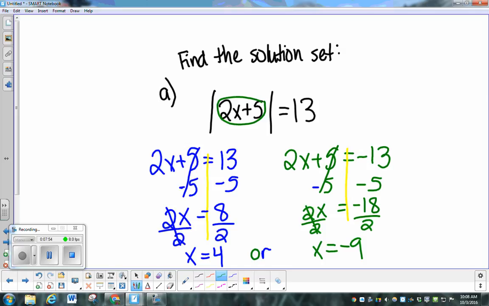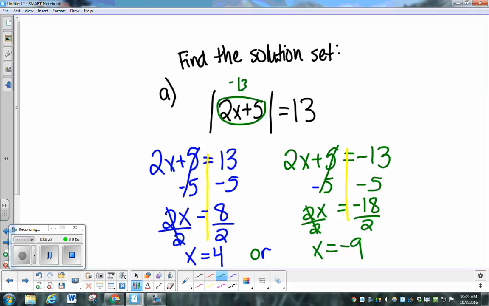So when you get both those solved, you should get a 4 for one and negative 9 for the other. So basically we're saying 4 or negative 9 would work in this equation. Because if we did 4 in here, we'll get 2 times 4 is 8, plus 5 is 13, and the absolute value of 13 is 13. If you do negative 9, you do 2 times negative 9 is negative 18, plus 5 is negative 13, and a negative 13 in here works. The absolute value of negative 13 is 13.